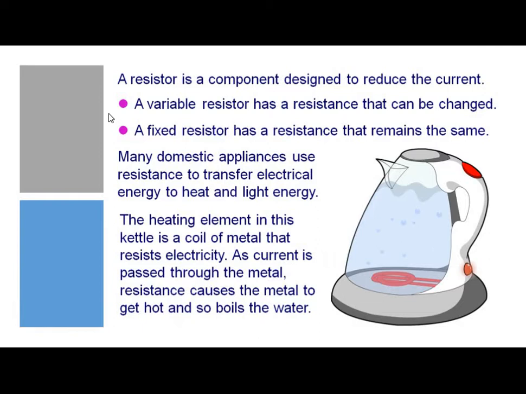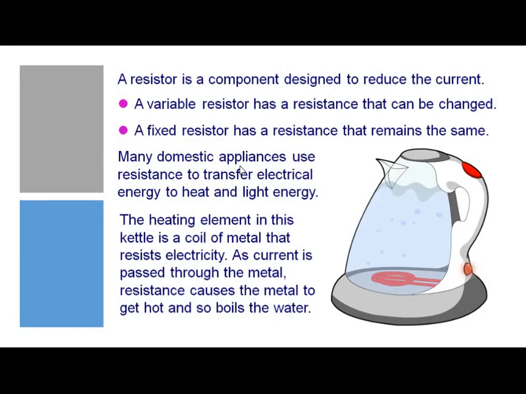So, if we think about a resistor and its purpose, a resistor is a component that is designed to reduce the current. It's actually designed to reduce the amount of current flowing through a wire. A variable resistor has a resistance that can be changed, whilst a fixed resistor has a resistance that remains the same. And we know the symbols for those two components.